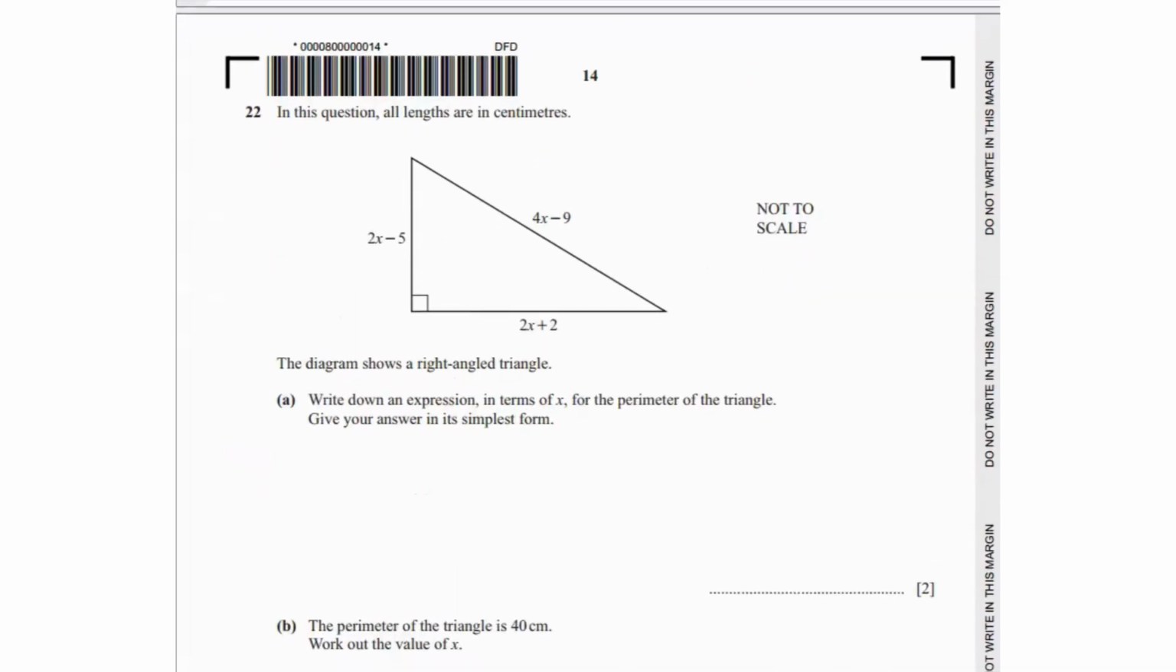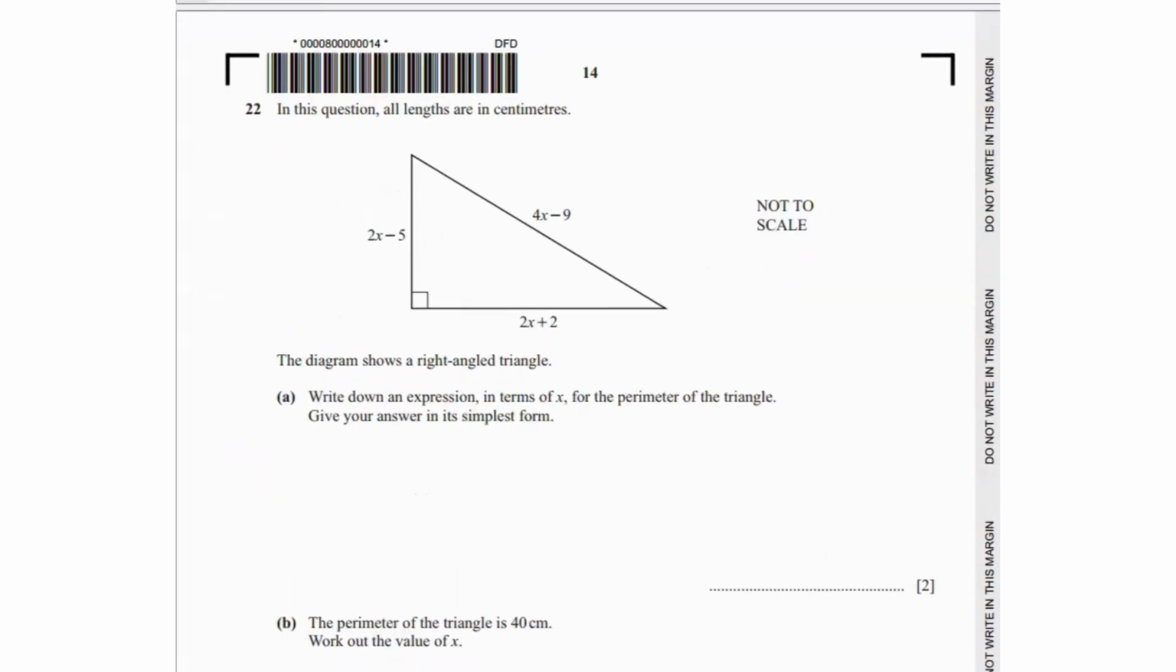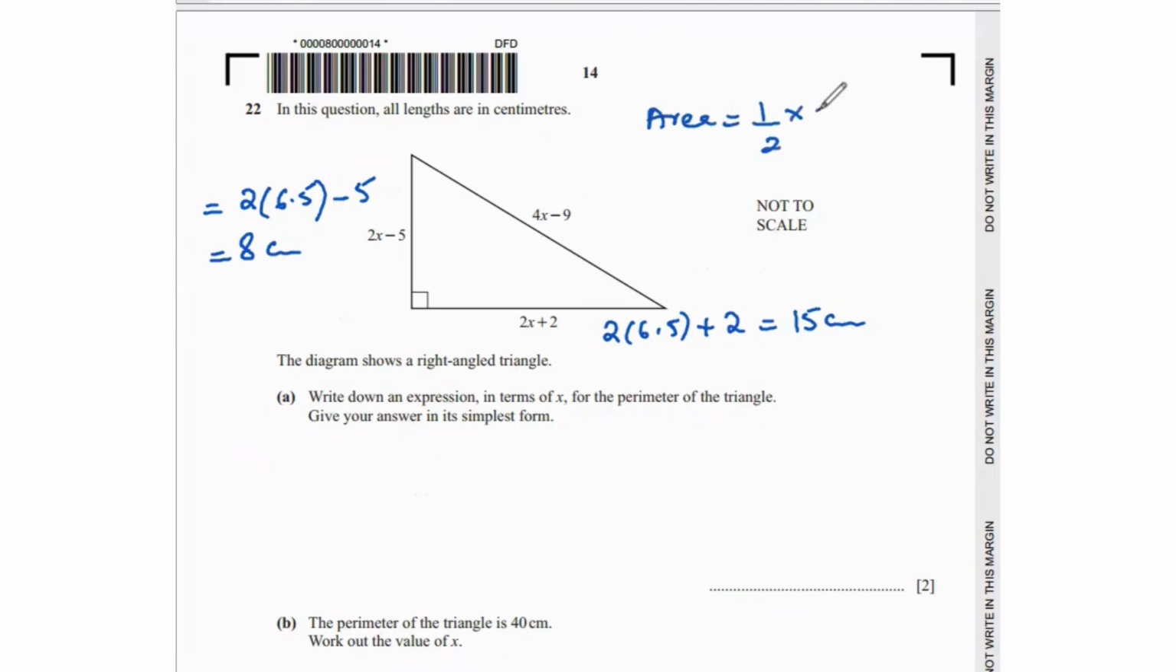So let's look at the diagram. This would be 2 times 6.5 minus 5, which gives us 8 centimeters. And this would be 2 times 6.5 plus 2, which is going to give us 15 centimeters. So area is going to be 1 over 2 times 8 times 15, which equals 60 centimeters square. That's the area of the triangle.